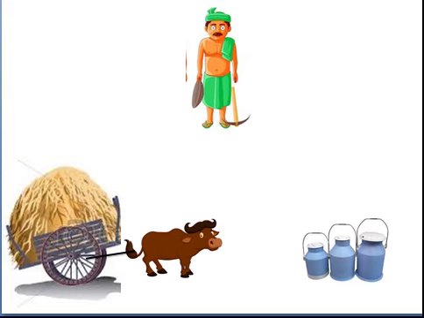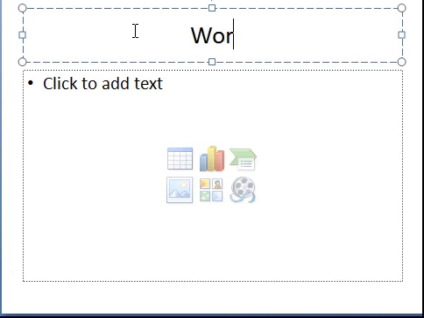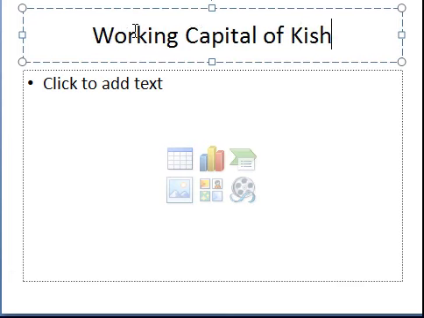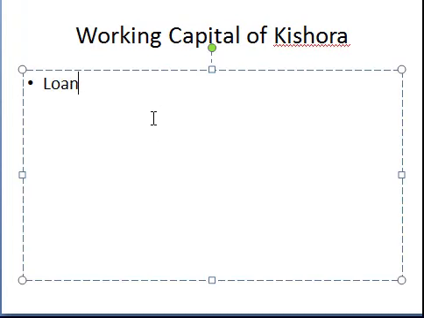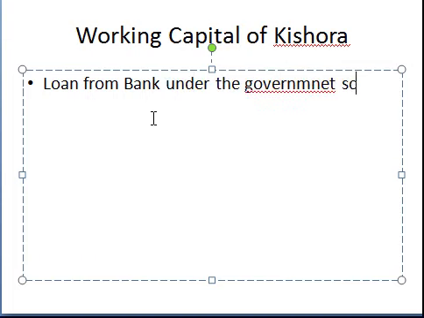Students, you can see here Kishora is using the buffalo for milk production, as well as for transportation with the help of the wooden cart. So there are two fixed capitals here. The first is the buffalo and the second is the wooden cart. Second question, what do you think would be his working capital? Students, here working capital is that by which he may arrange other fixed capital, other physical capital. So here he has taken the loan from the bank under the government scheme. In this scheme he has borrowed the loan at a lower rate of interest. So the borrowed amount, the loan amount, is the working capital.